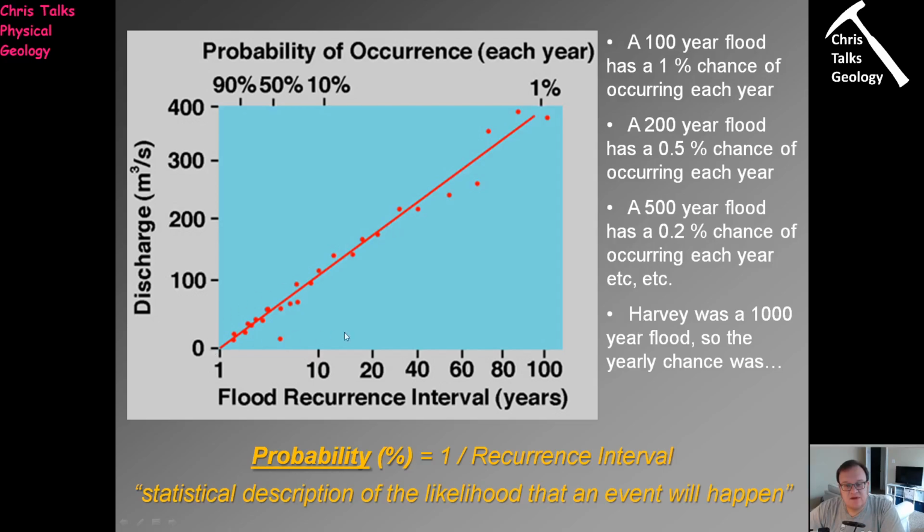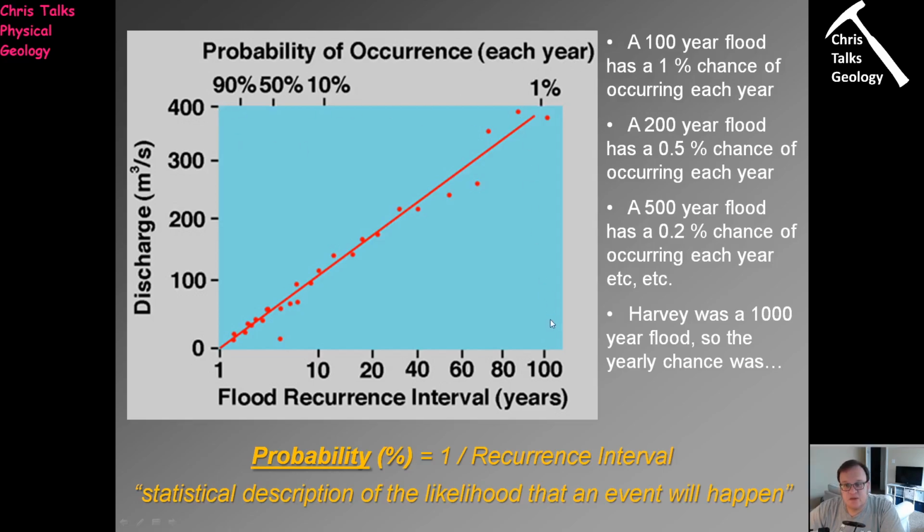So here we go, this gives us the same kind of thing. This is the flood recurrence interval in years. So this is every 1 year, and this is every 100 years. This is the discharge in cubic meters per second. That doesn't really matter because it's going to vary per river. But it's this part up here that's the interesting bit. This is the probability of occurrence each year.